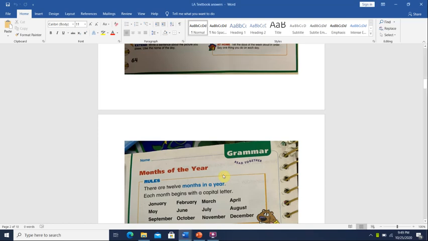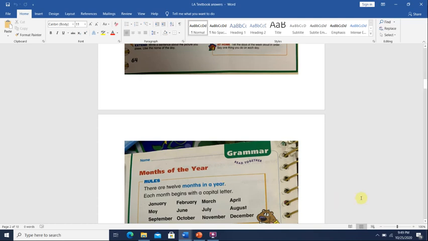Okay, hello grade 1. So yesterday we talked about the days of the week, and we said that each day of the week has a name. Sunday, Monday, Tuesday, Wednesday, Thursday, Friday, Saturday. Okay? And since each day has a special name, that makes it a proper noun, and we must begin each day with a capital letter.